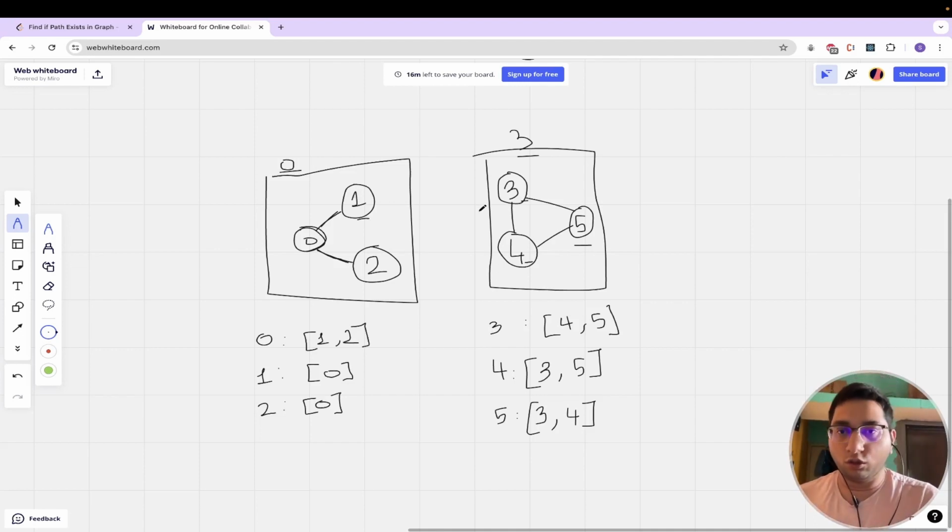So how to find this root and set it for all the vertices, that we are going to dive deep into in the code, and we will understand how we can do that.